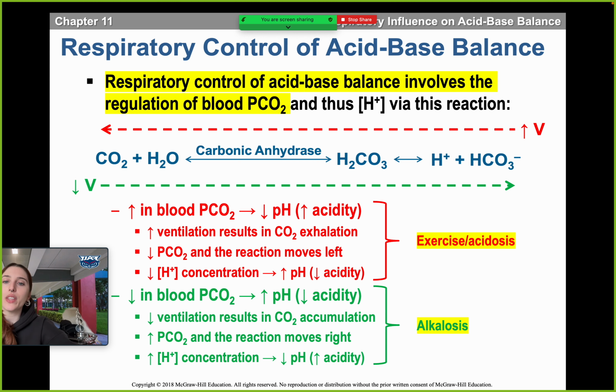So again, these are the ways that the body deals with these changes in pH, specifically with respiratory control of acid-base balance. Again, respiratory control of acid-base balance involves directly regulating the partial pressure of carbon dioxide. Again, which way is this reaction moving?